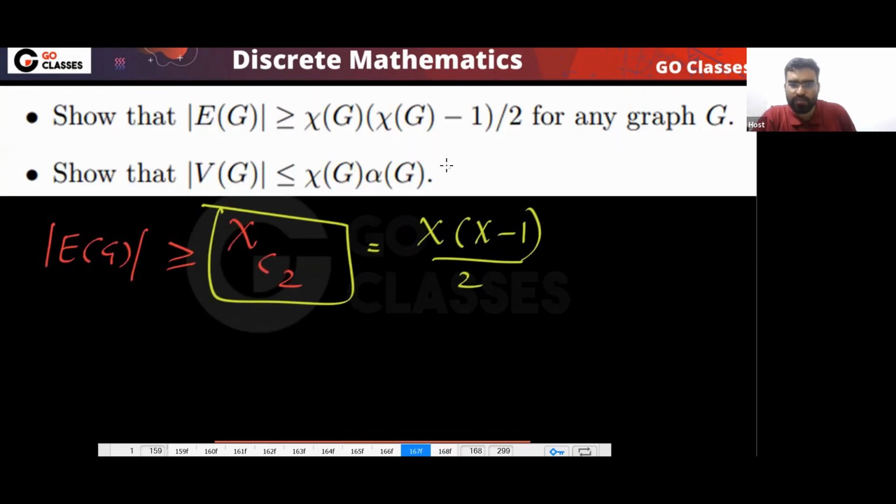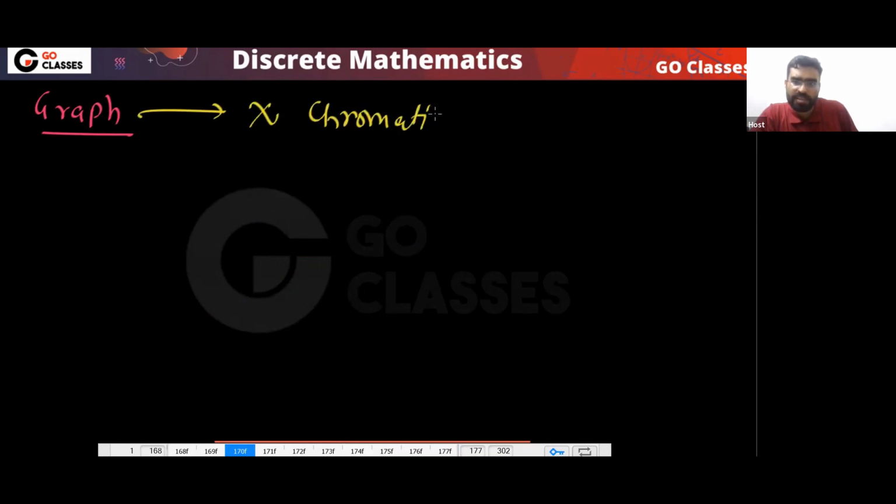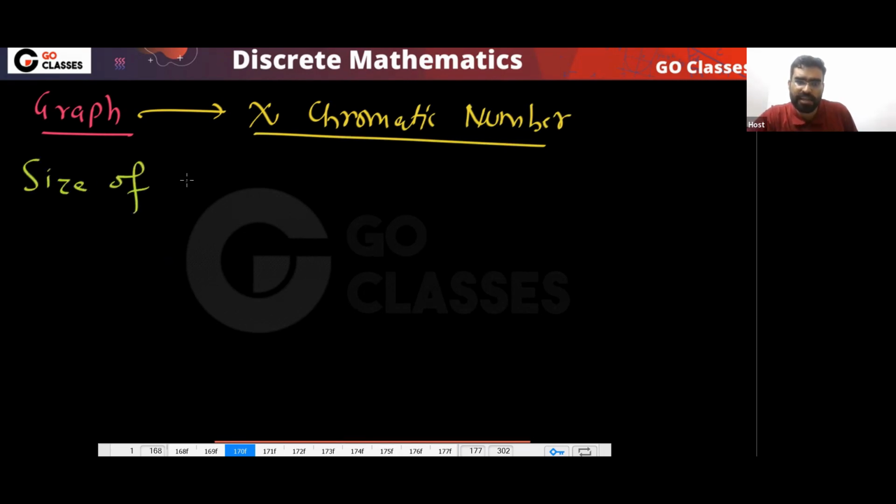And this is also very easy. This is another very easy thing. Let's see the proof for this. So tell me one thing. If you have a graph, and let's assume in this graph, the chromatic number is this. If this is the chromatic number, then what can you say about the size of the largest color class? Like the size of the average color class.